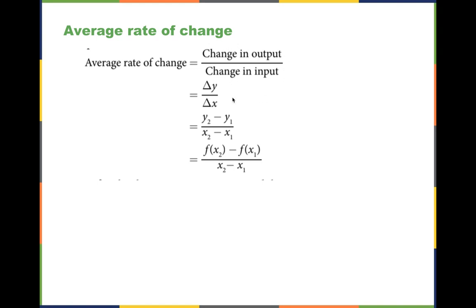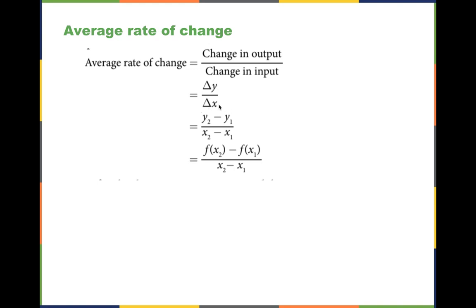Now I've got a few different mathematical ways that we represent this. Here's one that uses these little funny Greek symbols, little triangles. Those are called deltas, and delta represents change. So the way we'd say this is the change in y over the change in x, or delta y over delta x. And that means change in y over change in x.